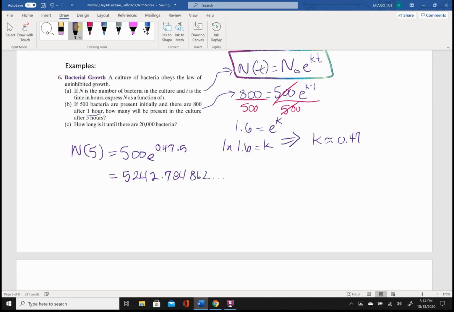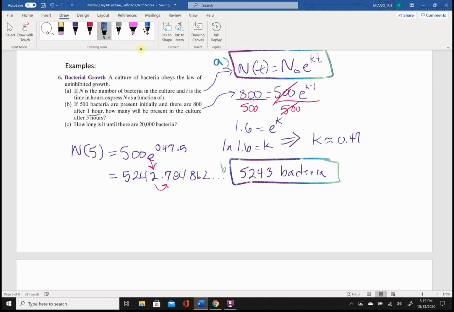5,242.784,862... But we're talking about bacteria, right? So how many bacteria do we have? We need to present our answer in numbers of whole bacteria, so round to the nearest whole number. So the 7 here is going to bump this 2 in the ones place up to a 3, so that'll be 5,243 bacteria. There we go. That's how many bacteria are present after 5 hours. Cool. So that's B. Here's A, B.